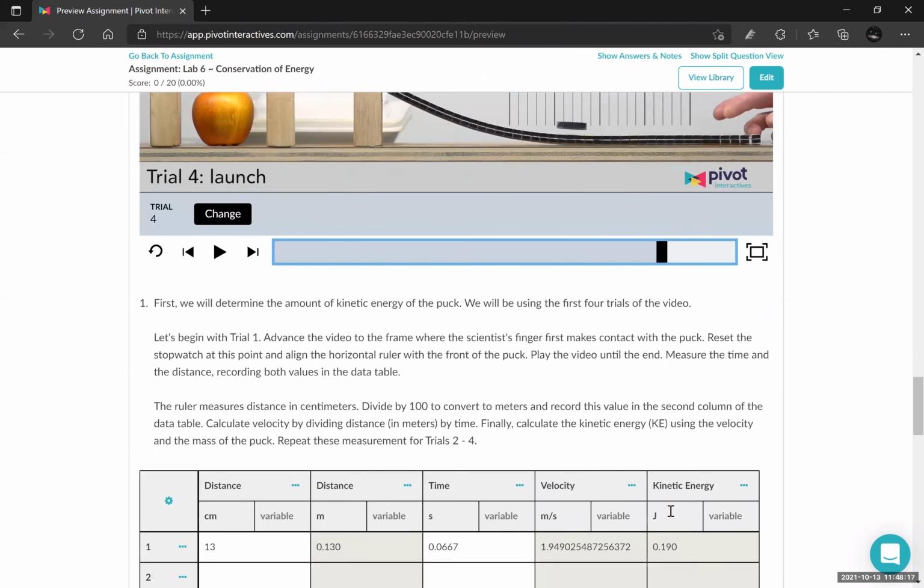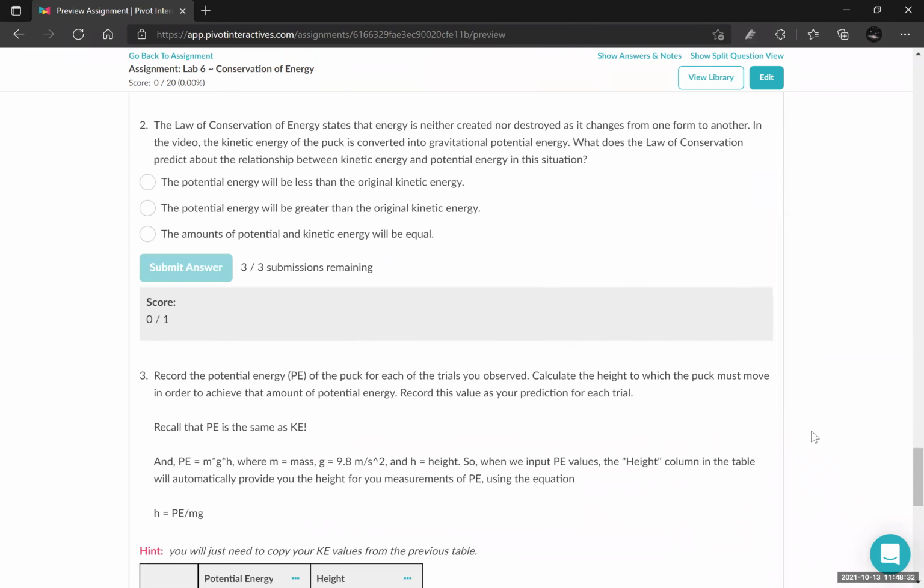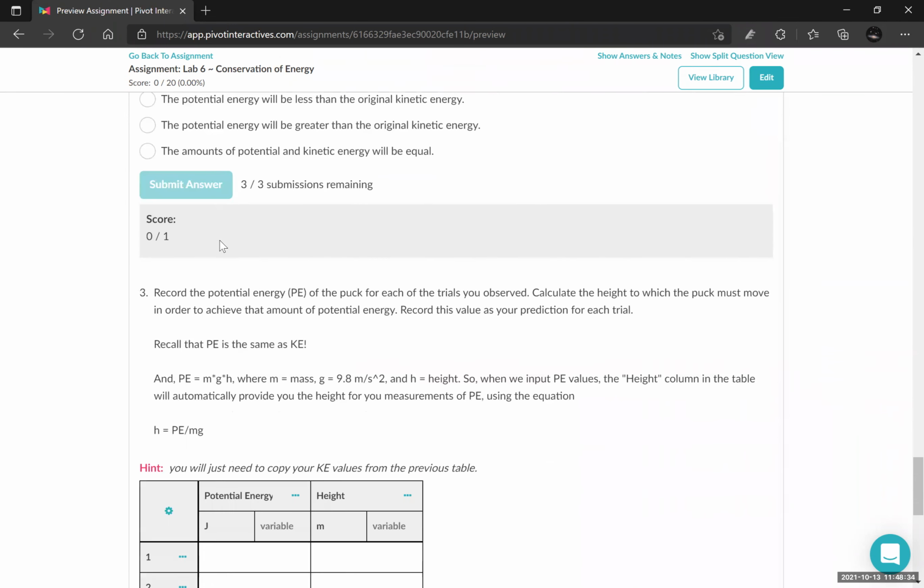That means right now you're going to say for this one, I chose 15 centimeters and the time was 0.0833. And then it's going to give you speed and kinetic energy. All right, so you're going to do that for another 3 experiments. Then you're going to answer some of the questions here.